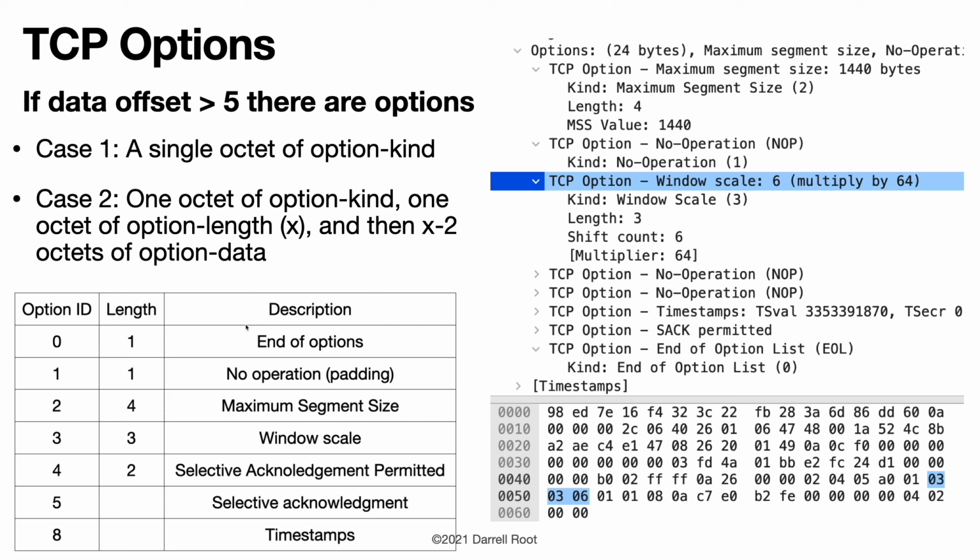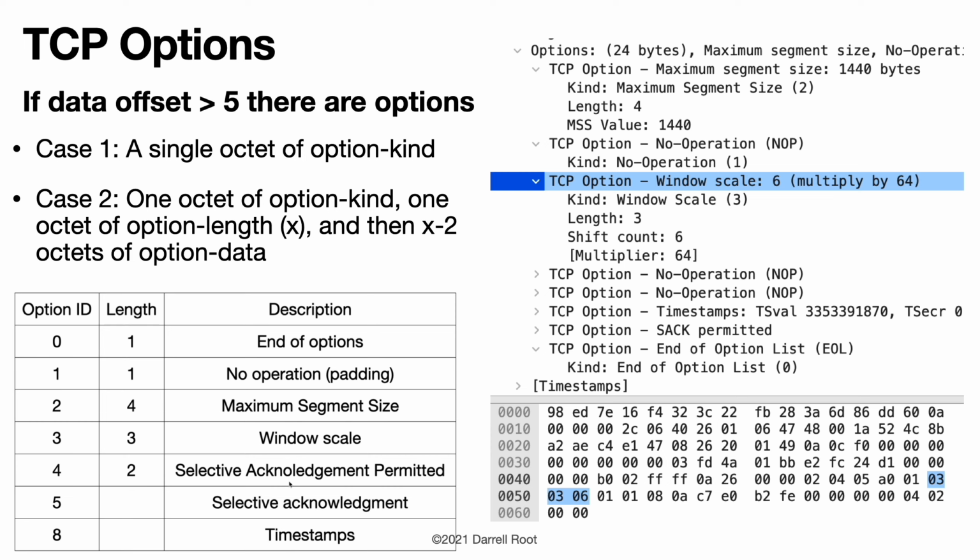Here are some examples of some options. A 0 in the option ID means it's the end of the options. A 1 in the option ID means that there is no operation and that it can be used for padding. A 2 in the option indicates the maximum segment size, which is the largest number of bytes that the recipient can accept in a segment. 3 is used to scale the window size, because without window scaling, the maximum window size is 64K, which is insufficient on modern networks.